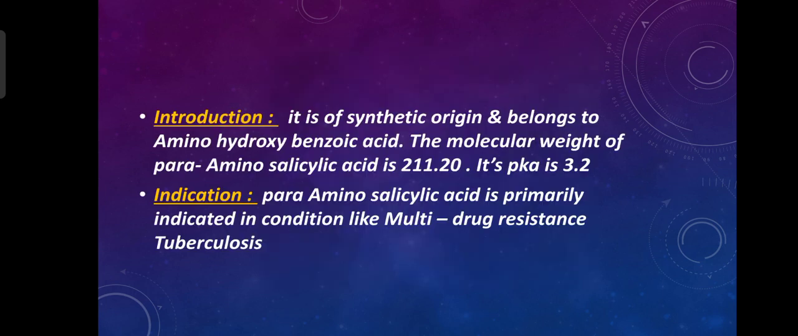Now the introduction. Basically, para-amino salicylic acid is found in synthetic form and it belongs to amino hydroxybenzoic acid. The molecular weight of para-amino salicylic acid is 211.20. Its pKa value is 3.2. Now the indications. Para-amino salicylic acid is primarily indicated in conditions like multi-drug resistant tuberculosis. It is basically the drug of TB.